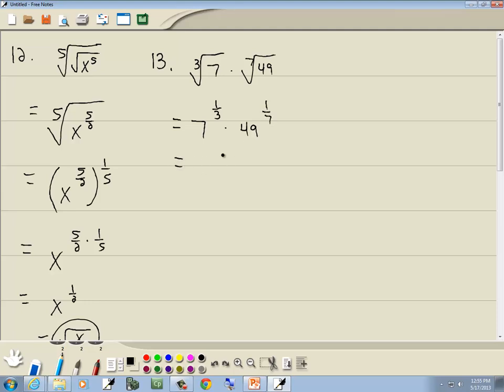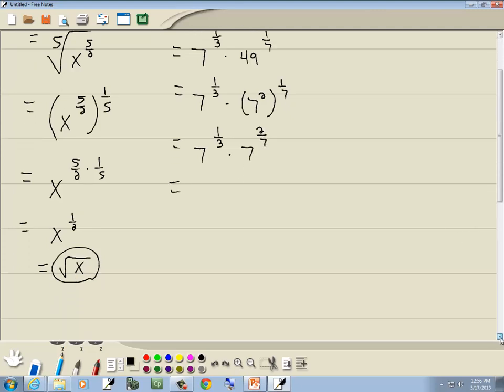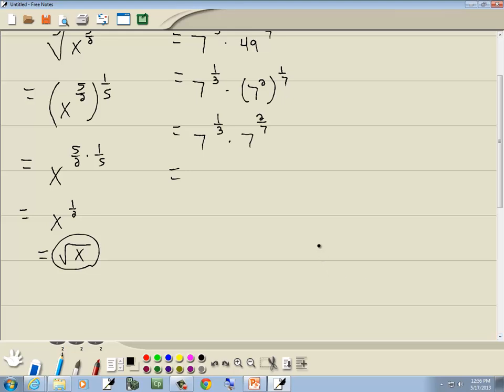Now we've already discussed earlier that if these are the same, then we could do something with them. If this was 7 to a power and this was 7 to a power, well, that's easy. 49 is 7 squared, so I can rewrite it that way. So we've got 7 to the 1/3 times 7 to the 2/7. Now if we got 7 to a power times 7 to a power, we add the exponents. In order to add the exponents easily, we need a common denominator for the exponents. Well, I got 3 and 7. My common number would be 21.